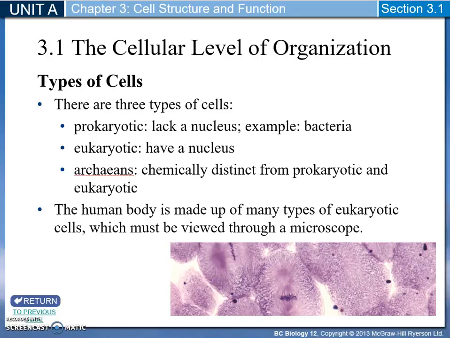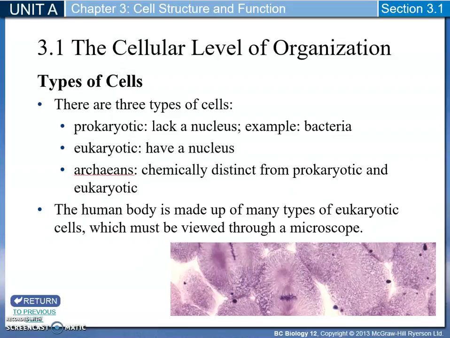So first of all, we have three types of cells that we are aware of. We have prokaryotic cells. They lack a nucleus. For example, many single-cell bacteria are prokaryotic cells. Then we have the eukaryotic cells, and these ones have a distinct nucleus as one of the main characteristic features which distinguish eukaryotic cells from prokaryotic cells.